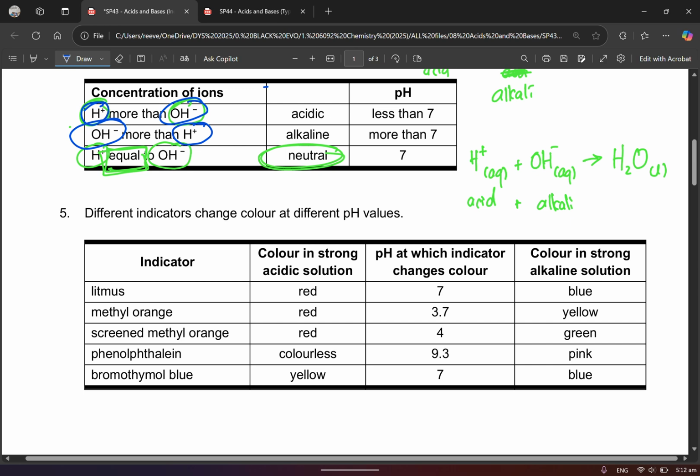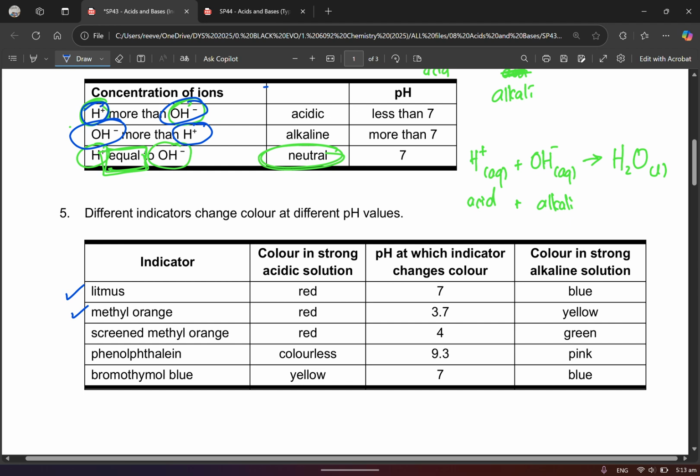Okay, next one, let's move on to indicators. I have so many indicators, but you just need to memorize the first two. The remaining three are bonus. So what do we need to know? First, you need to know the name of the indicator. Methyl orange is a very common indicator. You will learn it very soon in the next chapter. It will come into play.